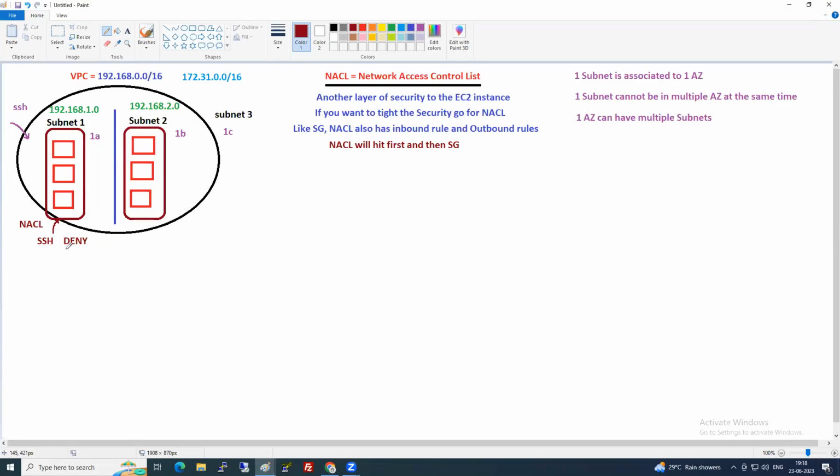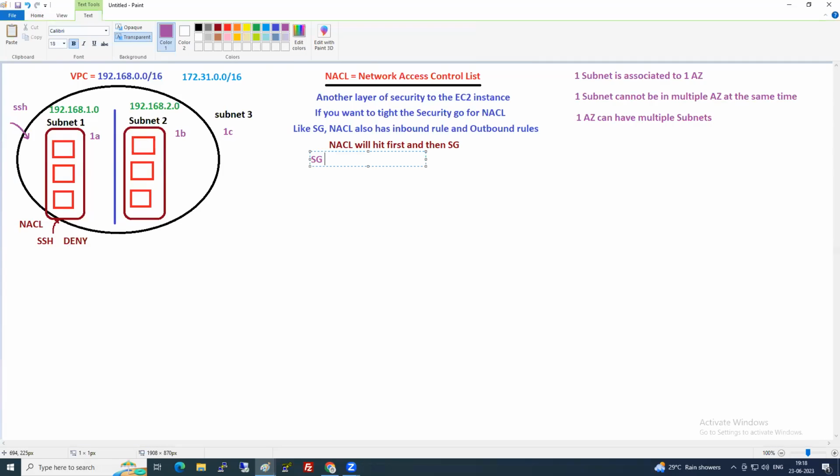Okay, now? Understood? Now, certification question. Security group is EC2 instance level or subnet level? EC2 instance level. NACL is EC2 instance level or subnet level? Certification question. So security group is EC2 instance level, whereas NACL is subnet level.